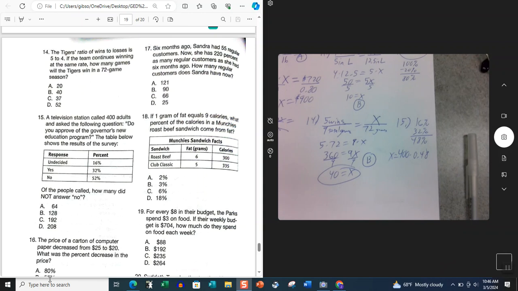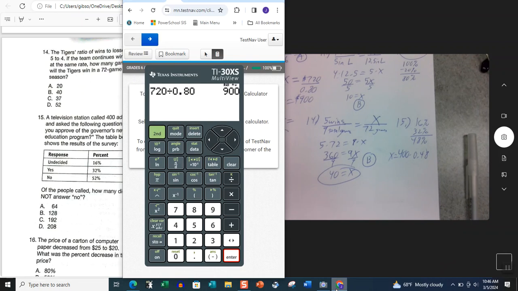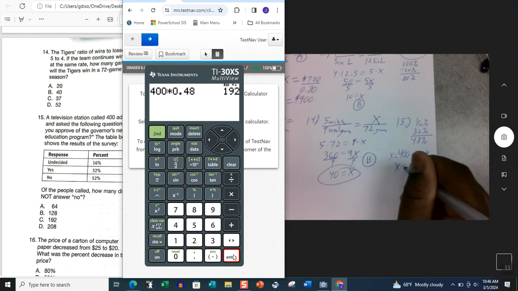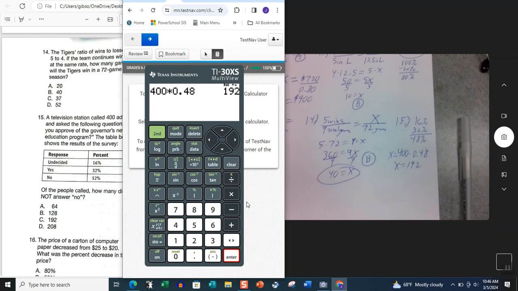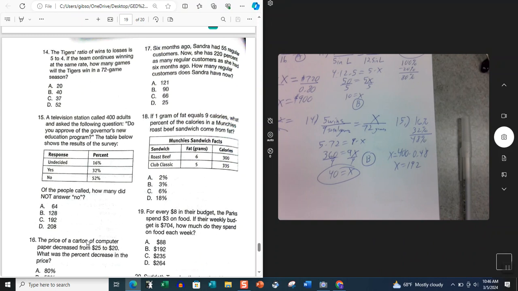So we will multiply that on our calculator. So we have 400 times 0.48, which is 192. So these were the ones that did not say no. So that's C.